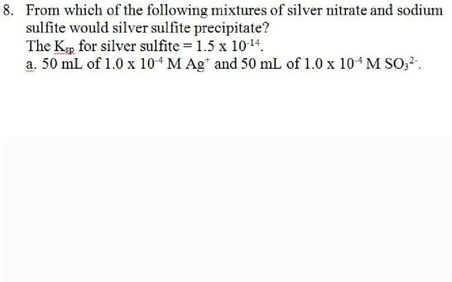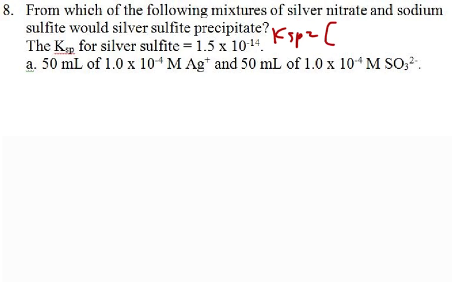Now back on number 8, which of the following mixtures of silver nitrate and sodium sulfite would silver sulfite precipitate? We have the KSP for silver sulfite. Now this problem actually has parts A, B, and C. I'm only going to do A and leave B and C for you to do. So what happens here is we're saying the KSP for silver sulfite is a tiny number, 1.5 times 10 to the minus 4. And we could write the KSP expression for this.